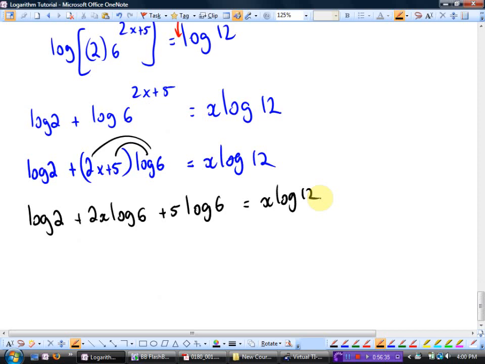Now what? Get all the x's to one side. Get everything without an x to the other side. I have x's on this side. I'll move this guy over here. What's sitting right there in front of the 2x? So how am I going to move it over? Minus, okay? Good old grade 8 math, right?